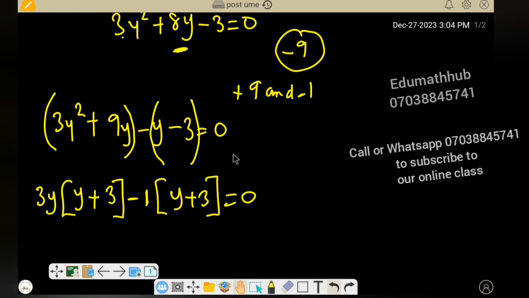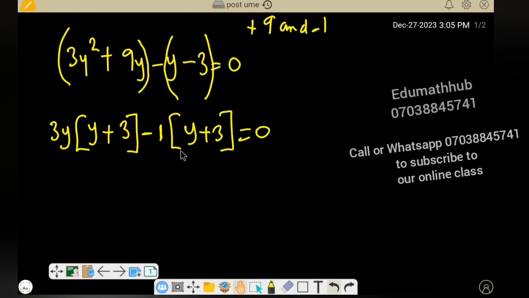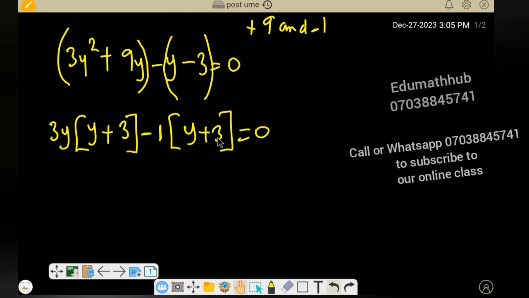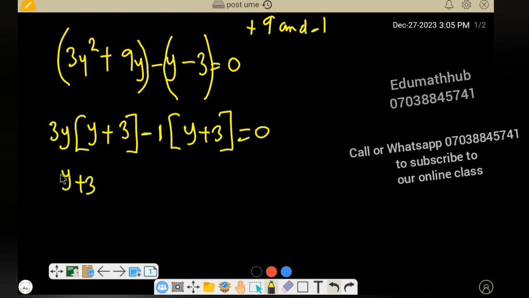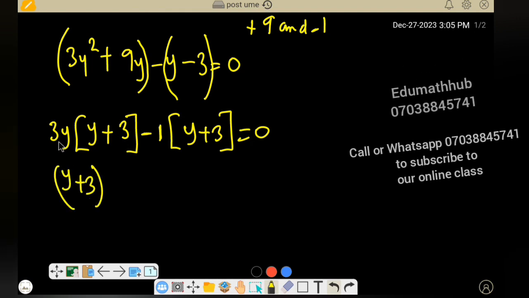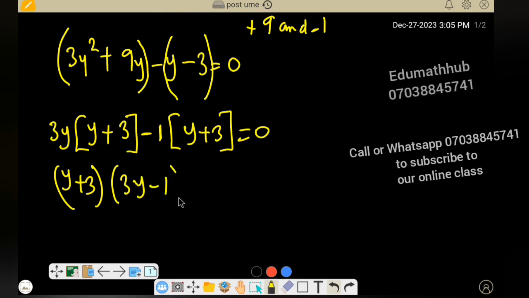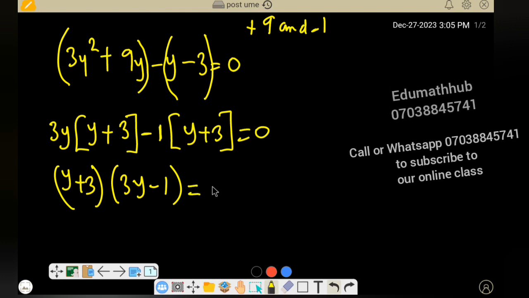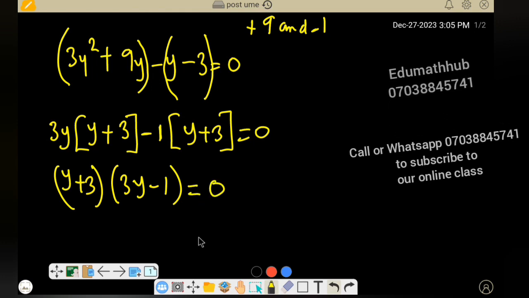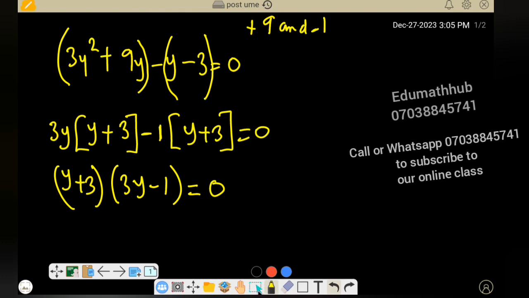To know that you're correct, the terms in the brackets will be the same. So you have y plus 3, y plus 3, which means that you're actually correct. You just pick one of them, that will be y plus 3. Then you pick the outer ones, and that will be 3y minus 1. Then equals to 0.